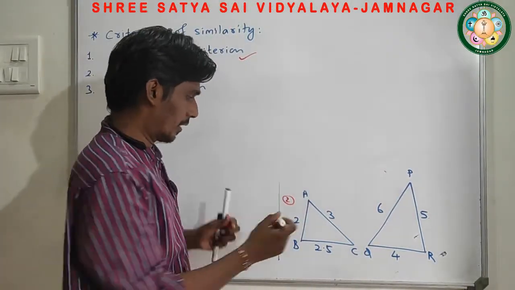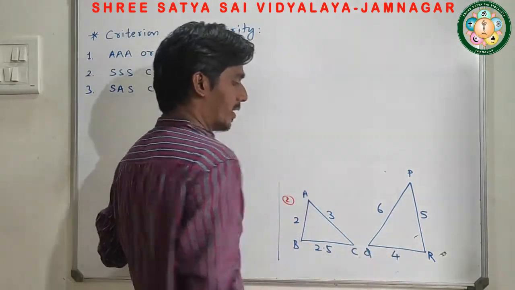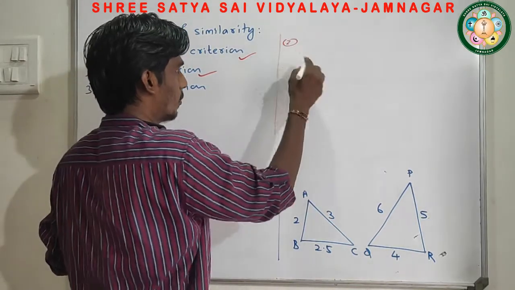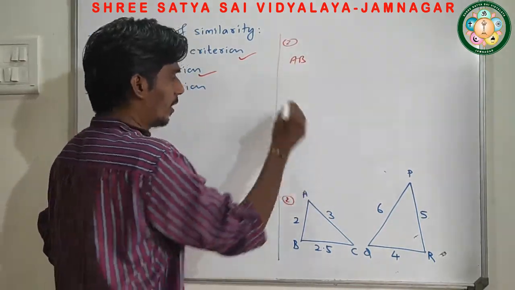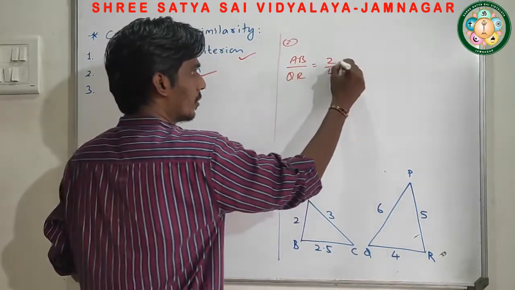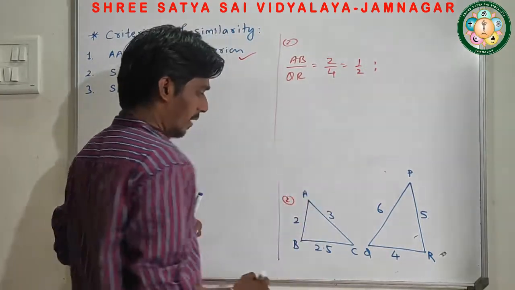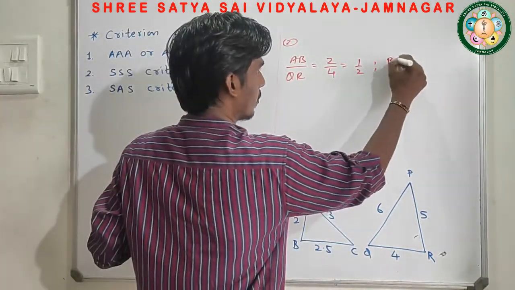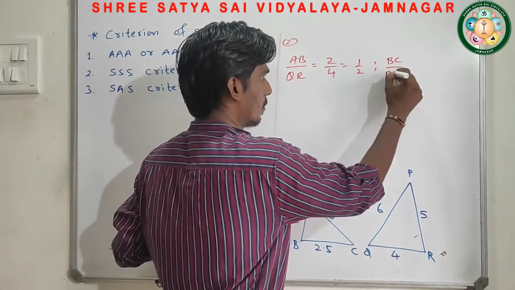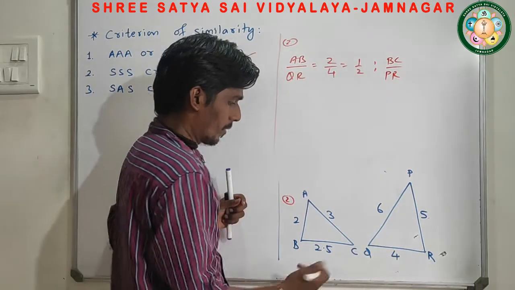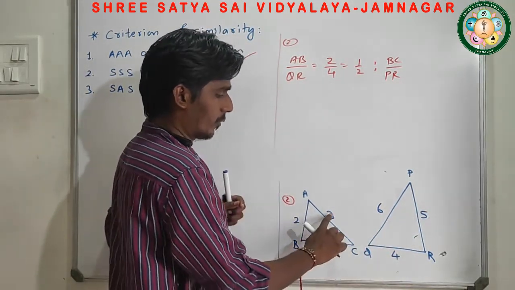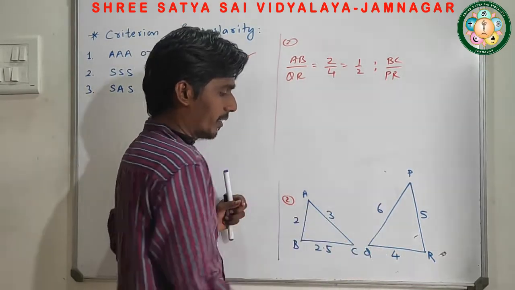So first of all, AB is 2 and QR is 4. Second one, AB upon QR, 2 upon 4, it's 1 by 2. Similarly, this BC. I'm going to take BC corresponds to PR. Why am I taking PR, not this 4? Because twice of 2.5 is 5. The twice of 2 is 4. The twice of 3 is 6.